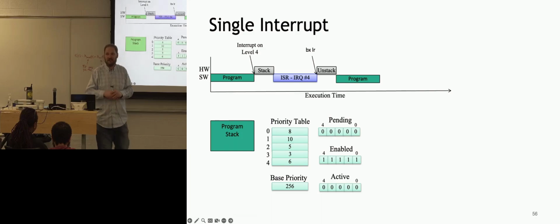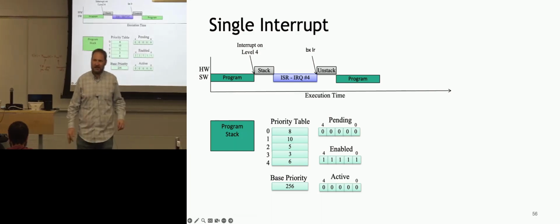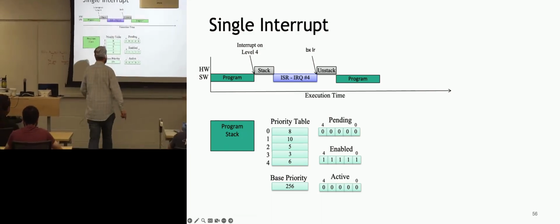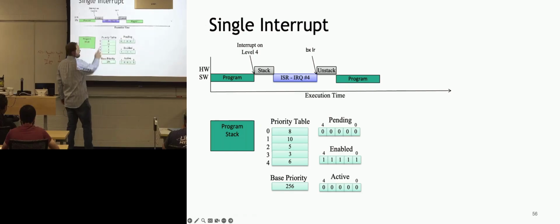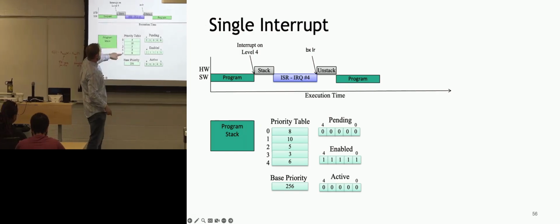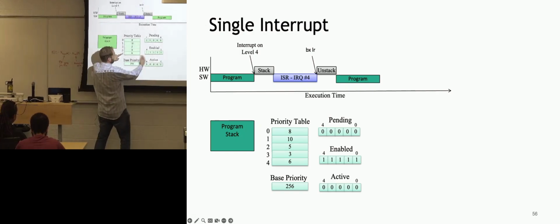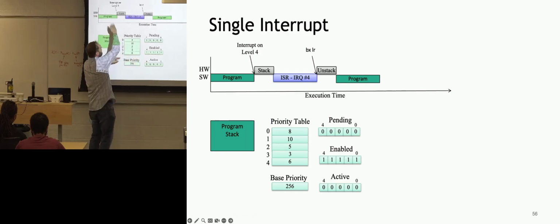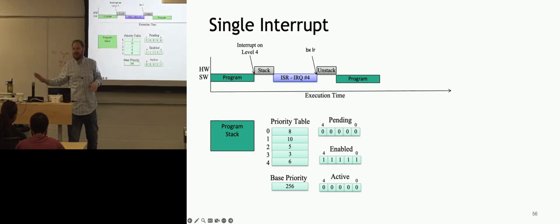Yes? You have to be really loud. What does enable do? Enable just says that I want this particular one of these interrupts to be enabled and on. If I had made interrupt 4, let's see, this bit 0, then if the interrupt comes, it doesn't do anything.